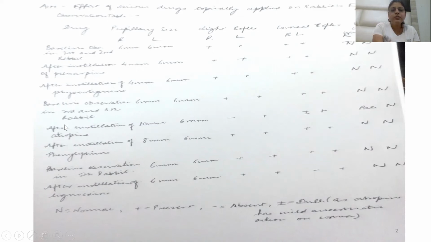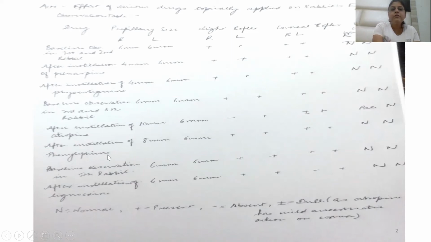Now, the baseline observation in the third and fourth rabbit. When we instill the anticholinergic drug atropine, which is a parasympatholytic drug, there will be mydriasis because of relaxation of the sphincter pupillae muscles and overactivity of the dilator pupillae muscles due to sympathetic action. This parasympatholytic action will lead to a decrease in the light reflex. And corneal reflex will be present. It will be positive.